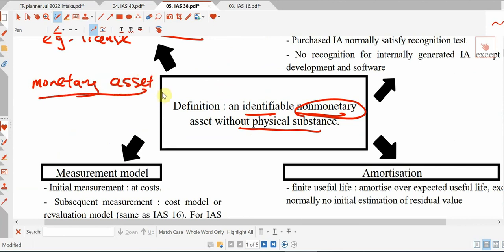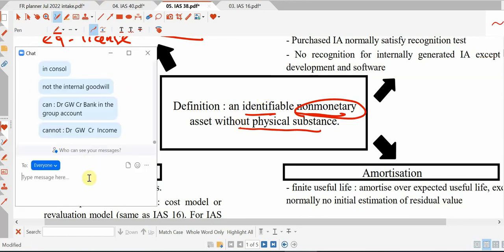So let's look at monetary asset, or monetary item only, because we have liability also: monetary asset and monetary liability. Now let me know, when you see monetary, what does it relate to? What can you think of? It sounds like money. Okay, so for example, cash. Why is money monetary? Look at the chat box: money.